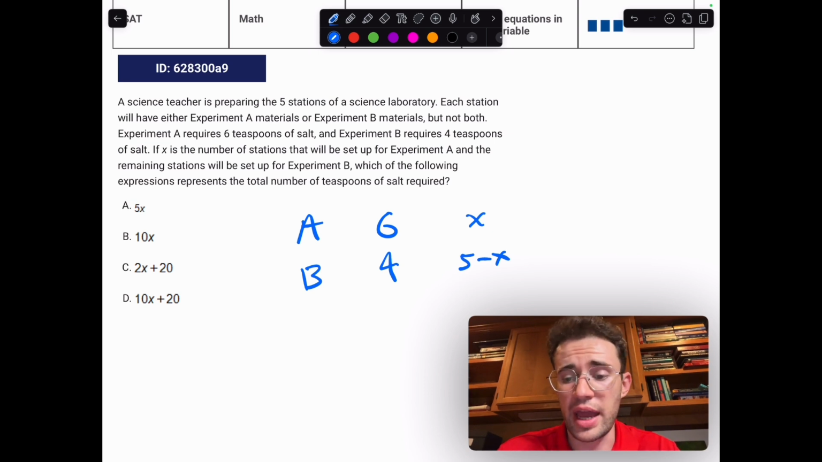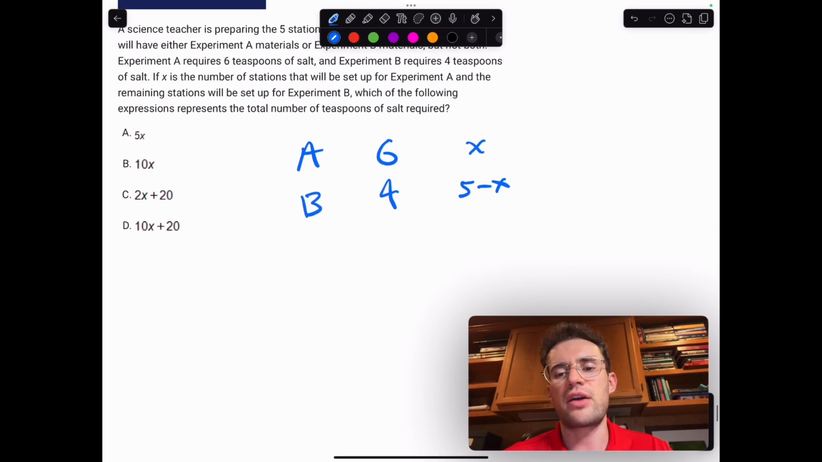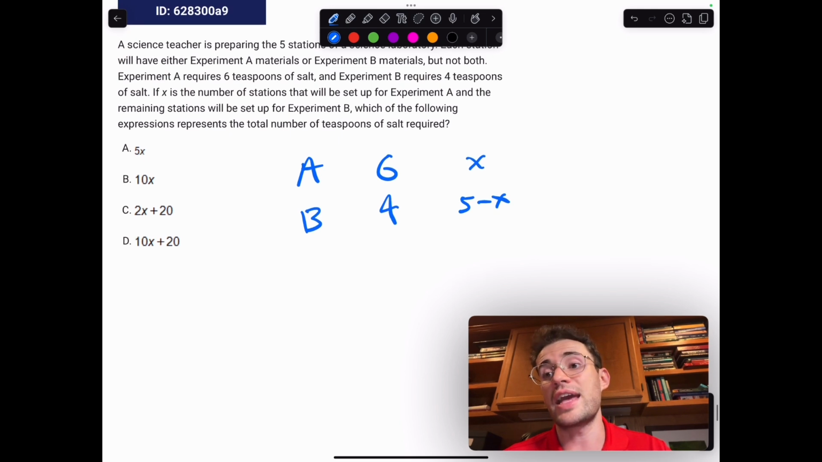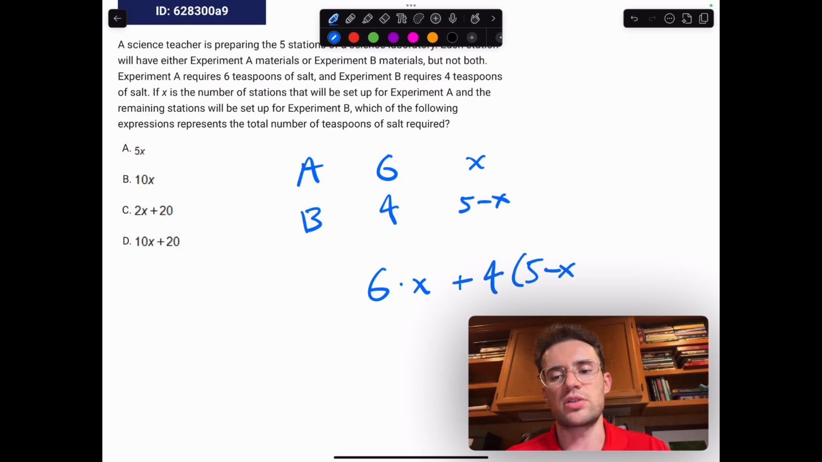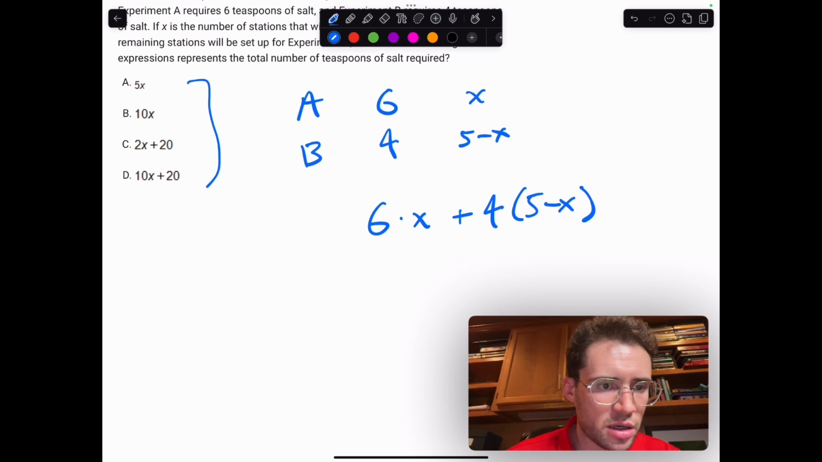I'm not even going to look at the options they have, but we have 6 for every A station, and there are X of those. So that's 6 times X. And then for B, you've got 4 per station, and there are 5 minus X of those stations. So it's going to be something like this. Let's look at the options here.